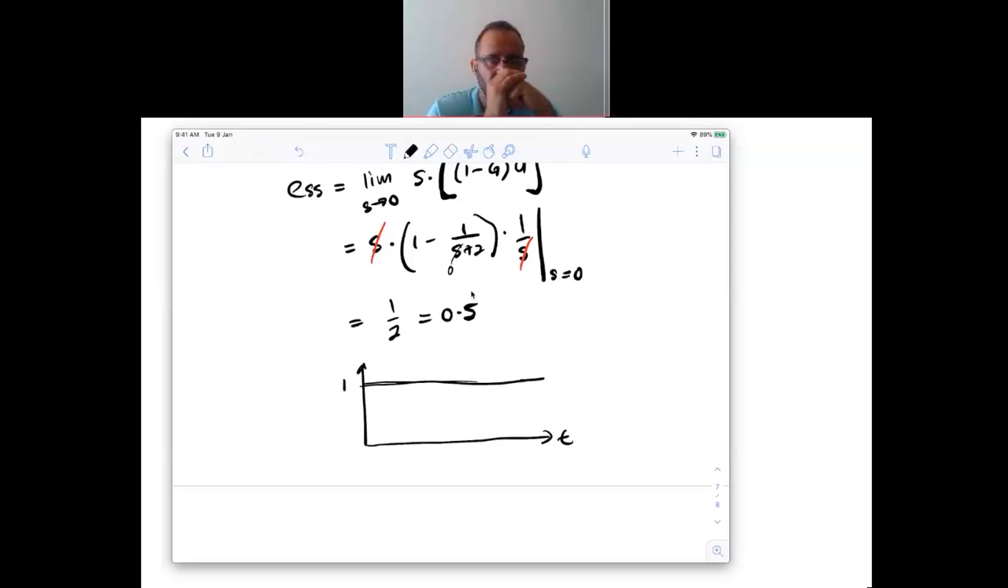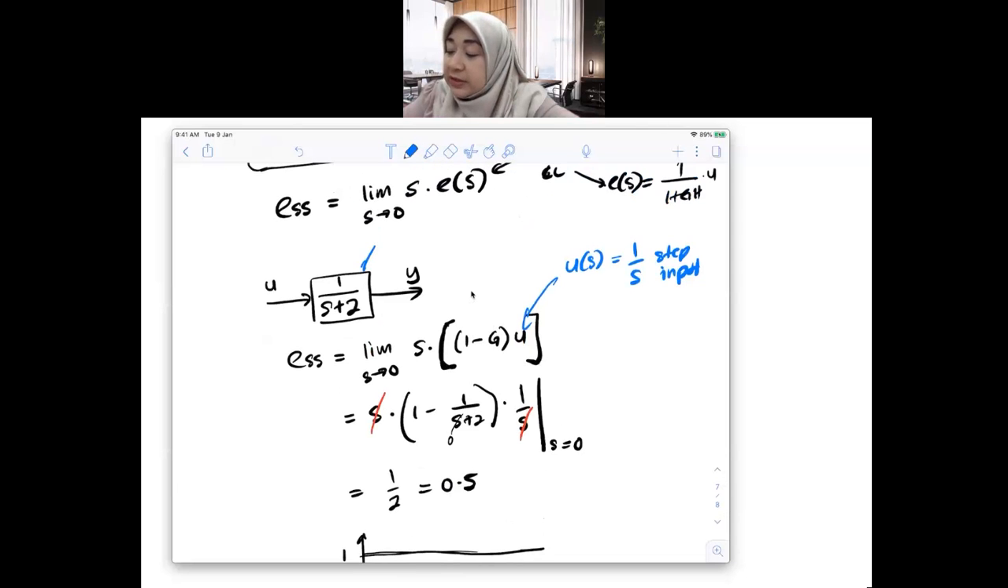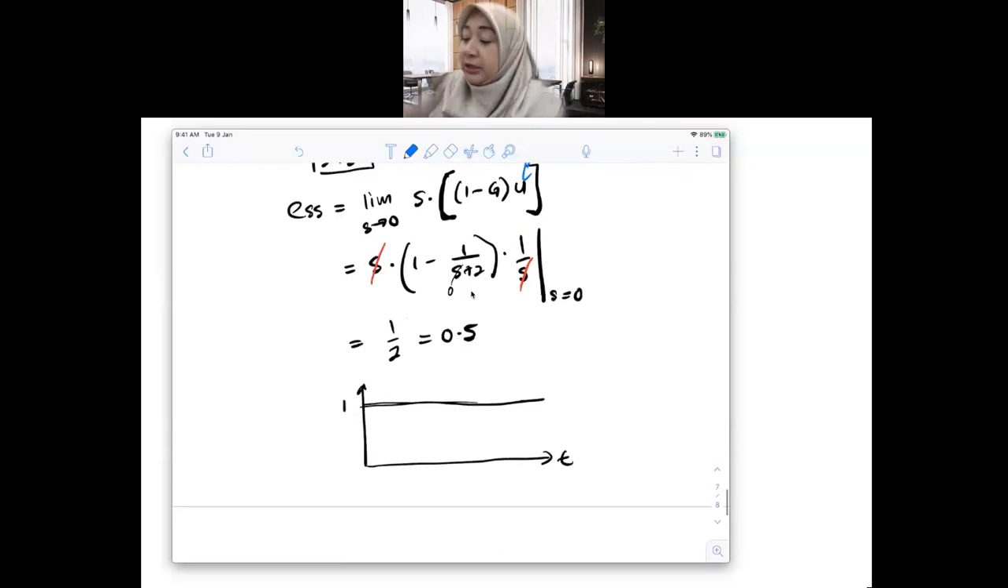The value of my input is 1 and my system will respond with a negative exponential. How do I know it's a negative exponential? Because this is a first order system, so it will respond in negative exponential. But the value will settle down at 0.5 as my output. How do I know it's 0.5? Because I know the error that it will give is 0.5. That is the error. So the system has a steady state error of 0.5. This is how you calculate the steady state error of a system. Actually, you can calculate it in many different ways, and this is one of them.